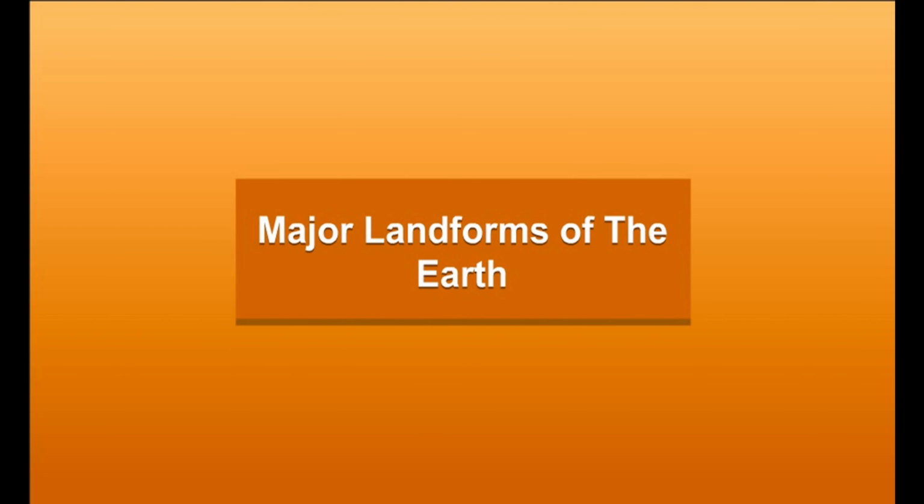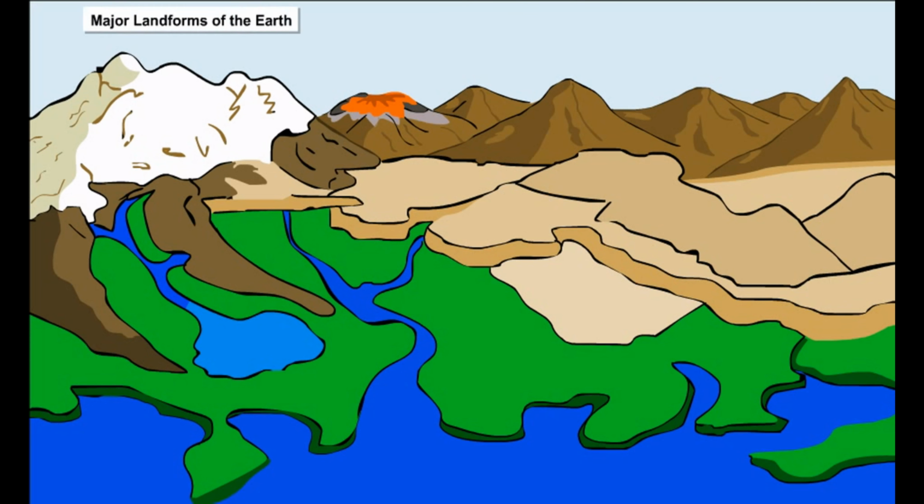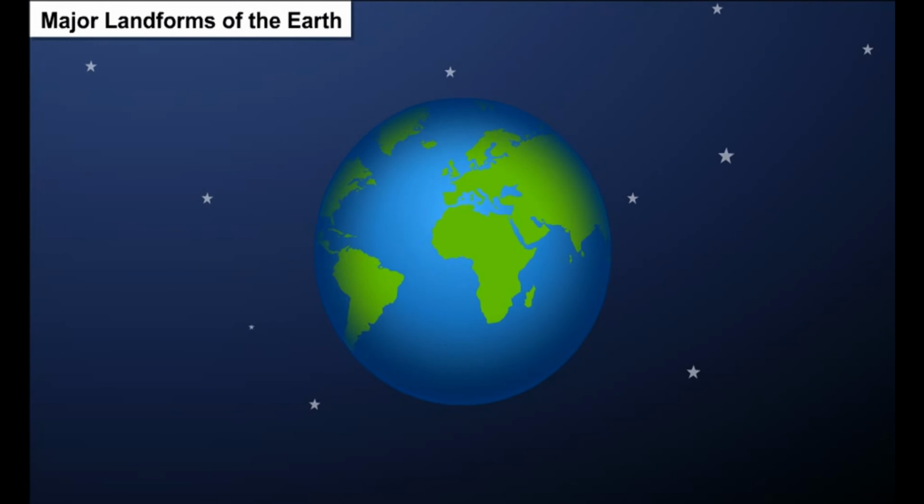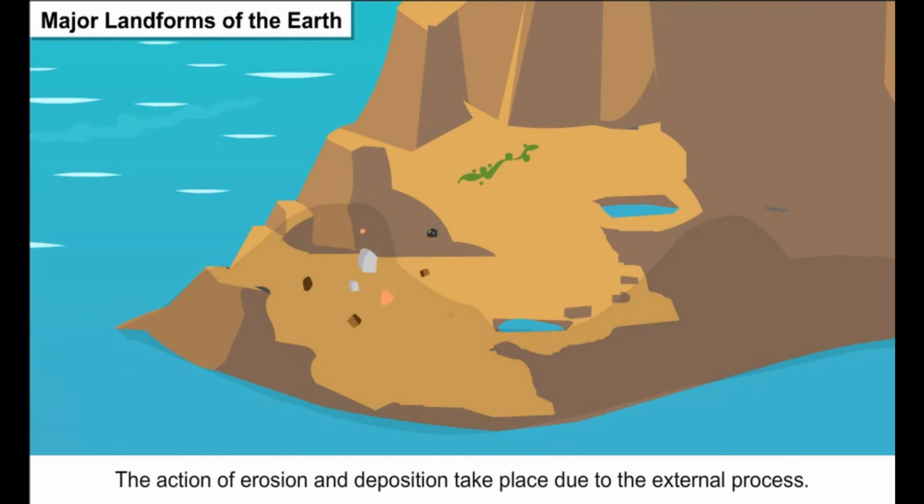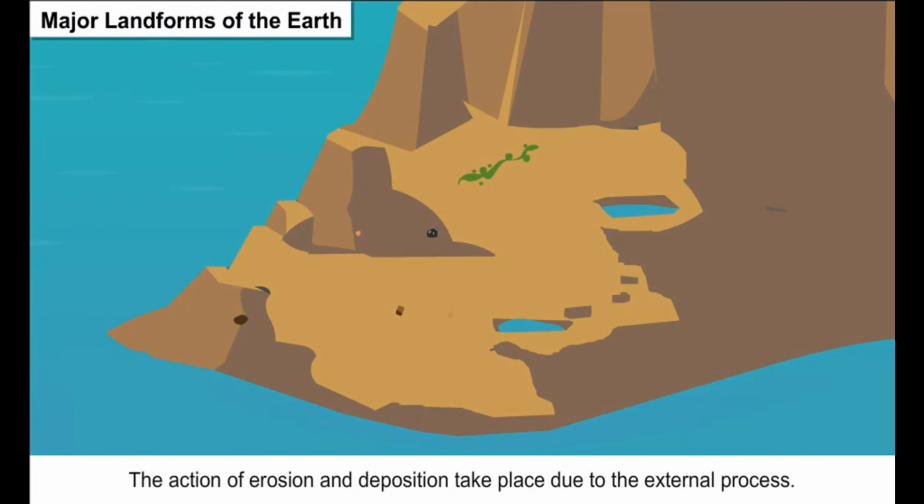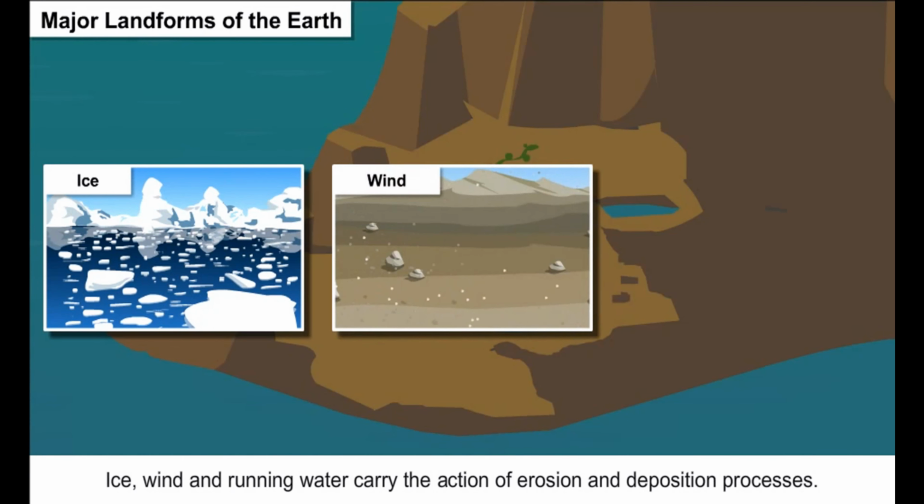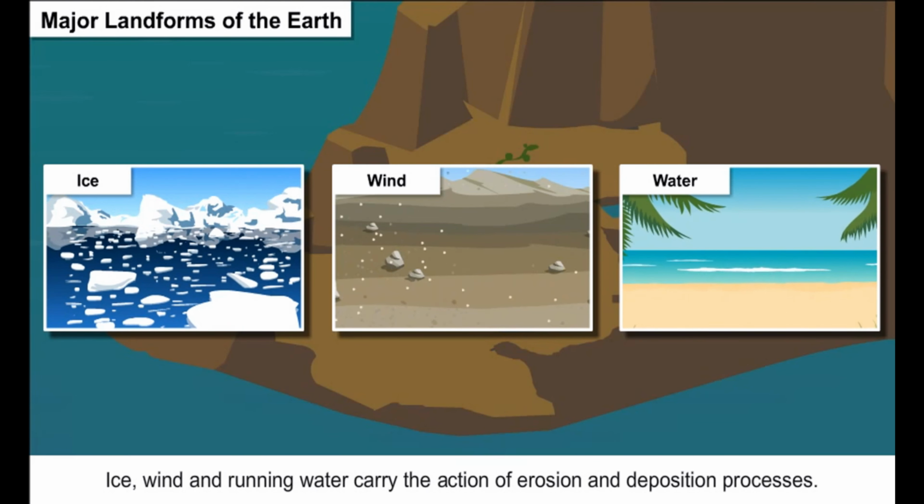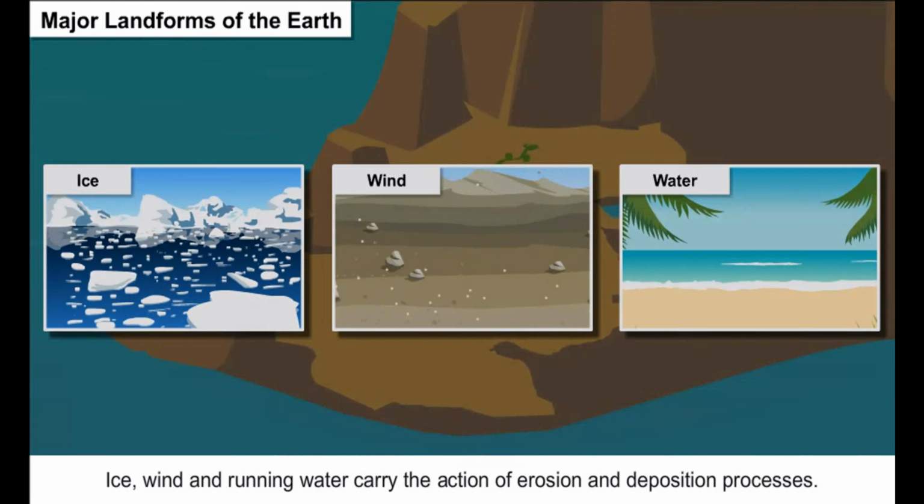Major landforms of the Earth. The Earth has different landforms such as flat, hilly or rugged. Our Earth is moving continuously due to the internal or external process. The action of erosion and deposition take place due to external process. Ice, wind and running water carry the action of erosion and deposition processes.